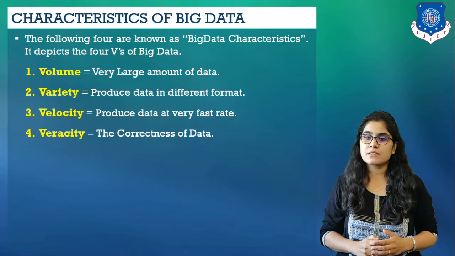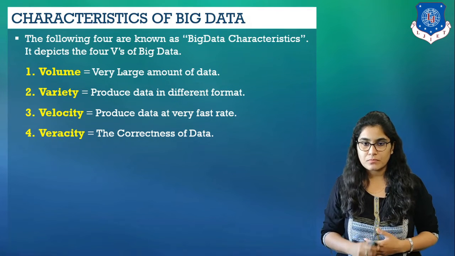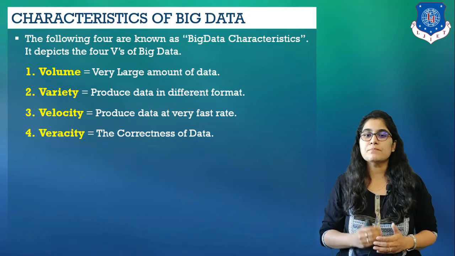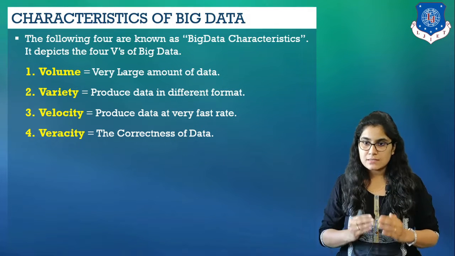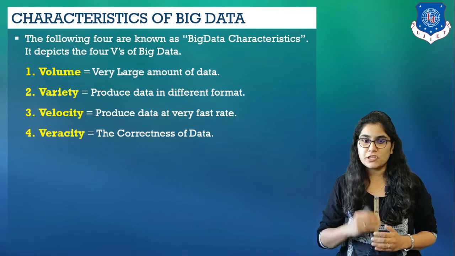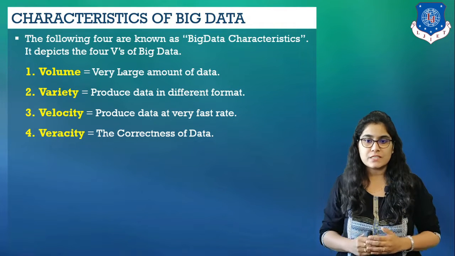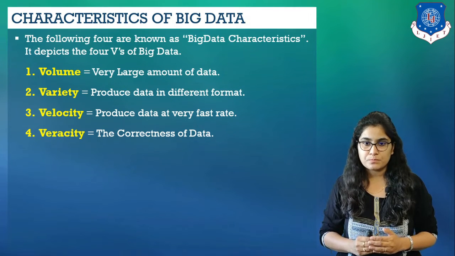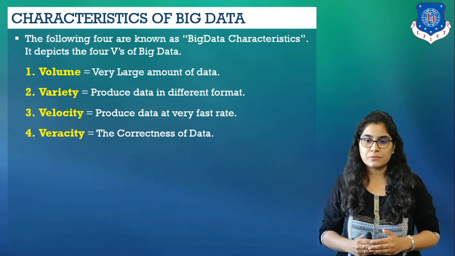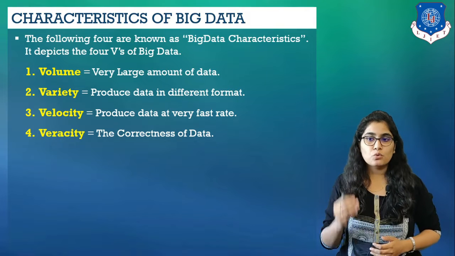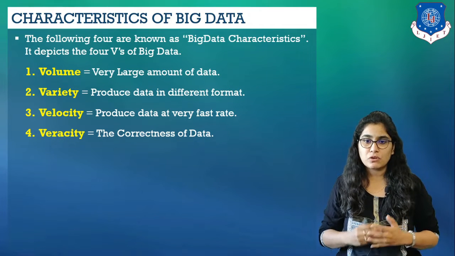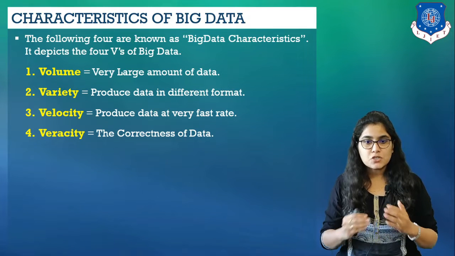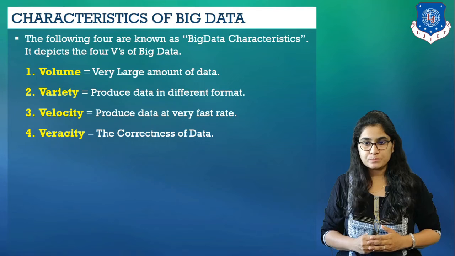The flow of data is massive and continuous. Fourth V stands for veracity. Veracity means the quality of correctness or accuracy of captured data. Out of four V's, it is the most important V for any big data solution, because without correct information or data, there is no use of storing a large amount of data at fast rate and different formats. The data should give correct business values.